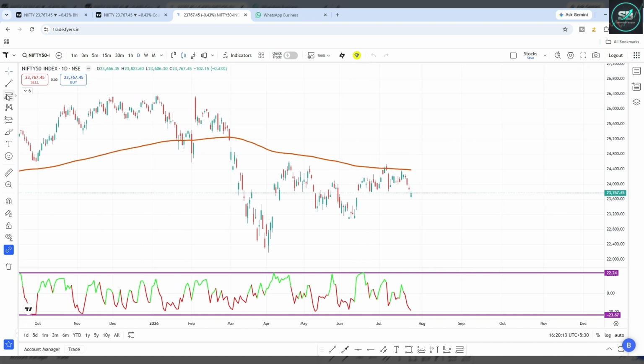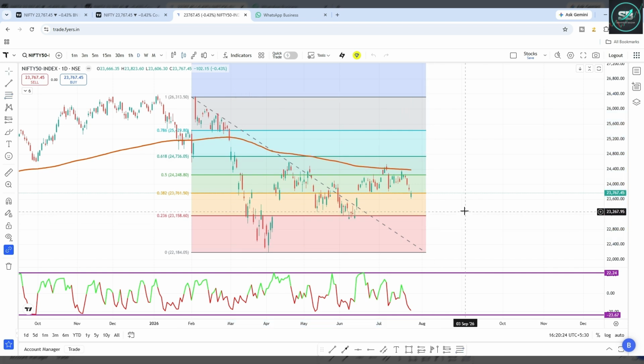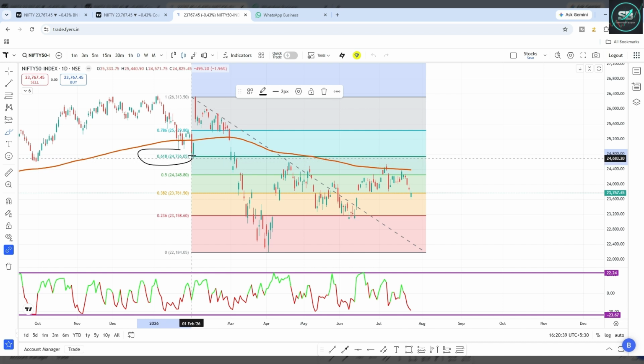People think this is a simple fib tool and will not act as expected. But if you draw a fib from top to bottom here, generally whenever a market falls, it gives a retracement up to the 0.5 to 0.618 level, where 0.618 is called the golden retracement zone. If you see here, the market gave a fall and it bounced to this 0.5 to 0.618 zone.